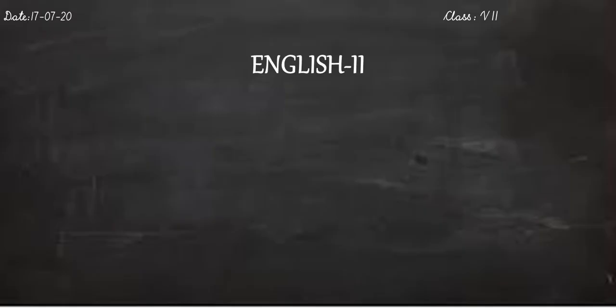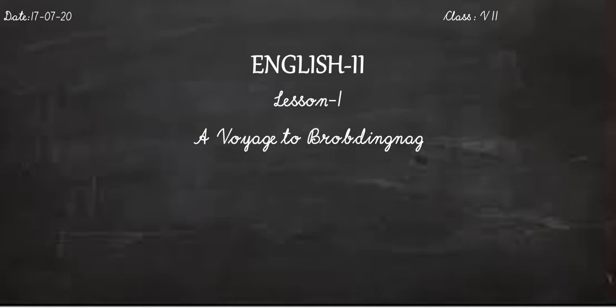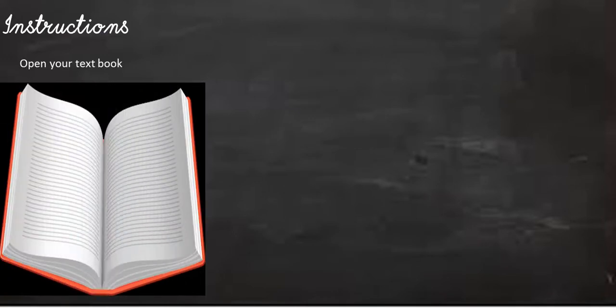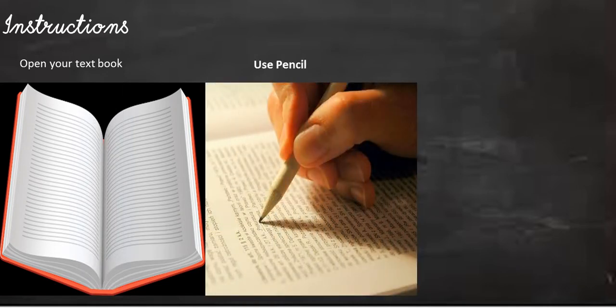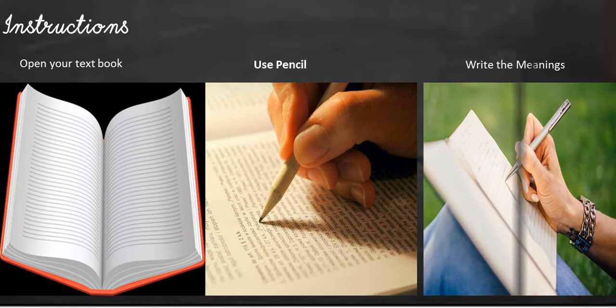Today I'm here to introduce you to the first lesson from your course book, A Voyage to Brobdingnag, written by Jonathan Swift. So children, you can open your textbook and use your pencil to underline the new words and write down their meanings in your textbook.